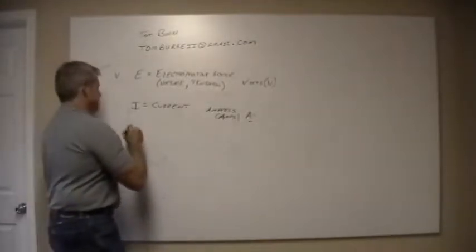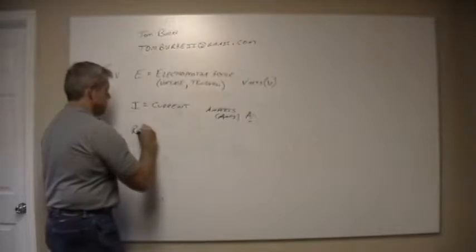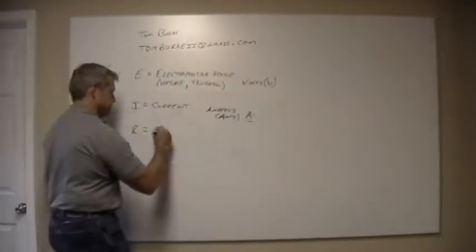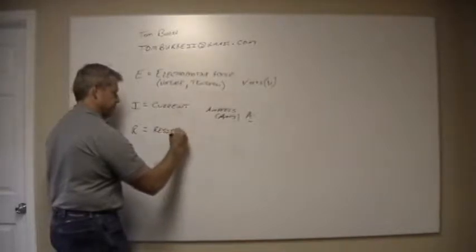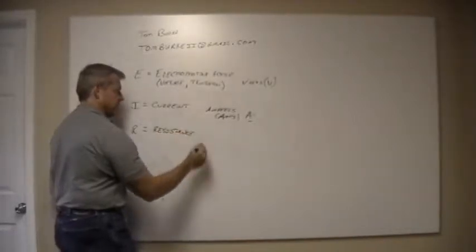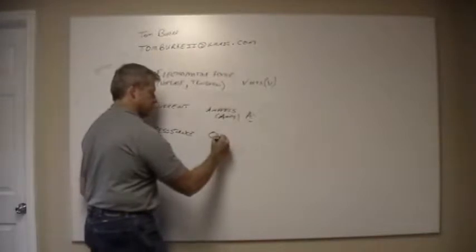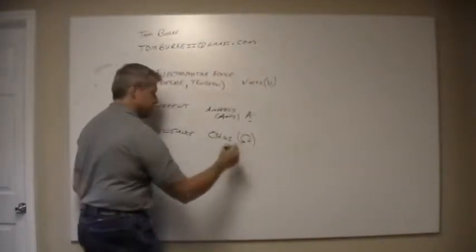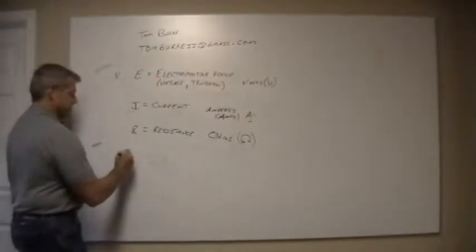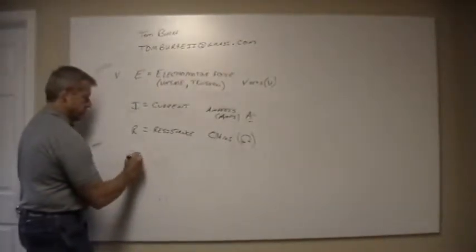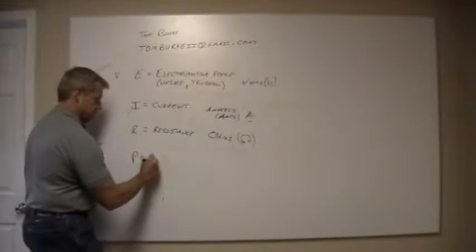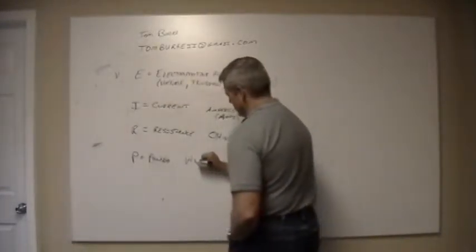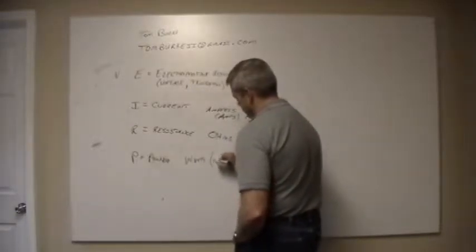V equals IR. R is another one of our basic elements, resistance. It's in ohms, and it is a Greek letter, capital omega. And then the last one is power. And power is in watts, big W.